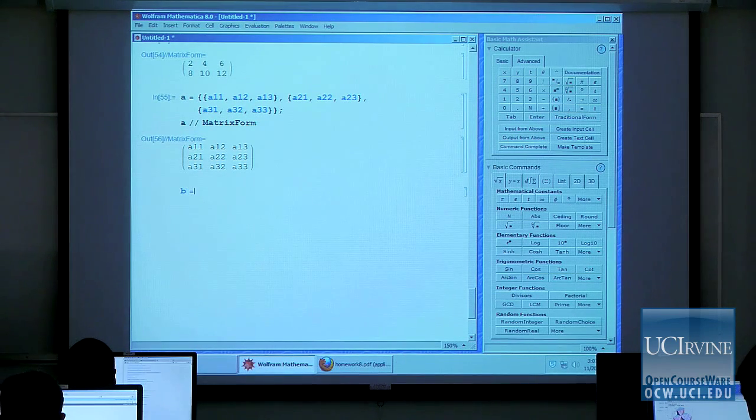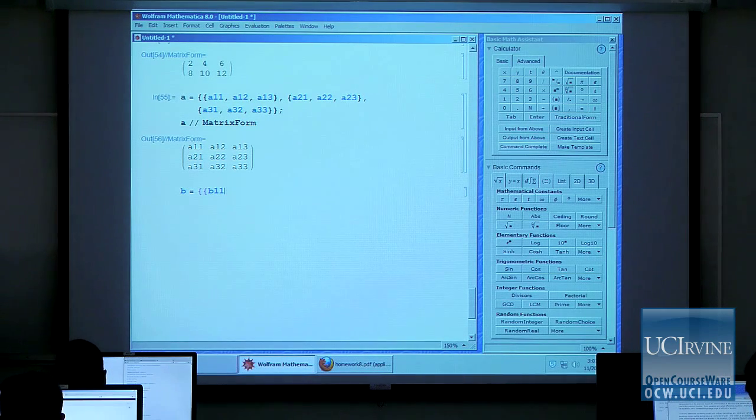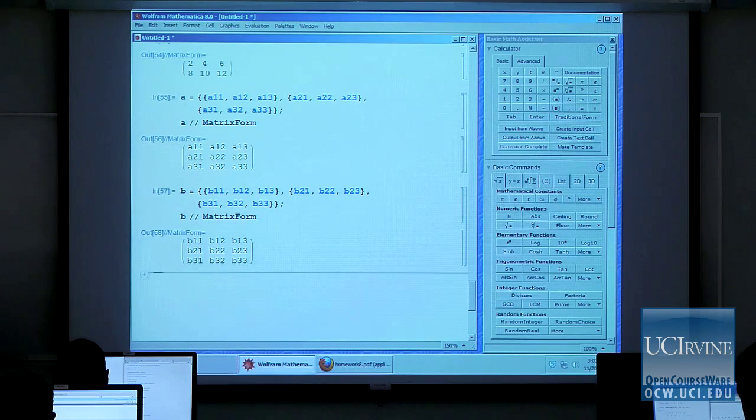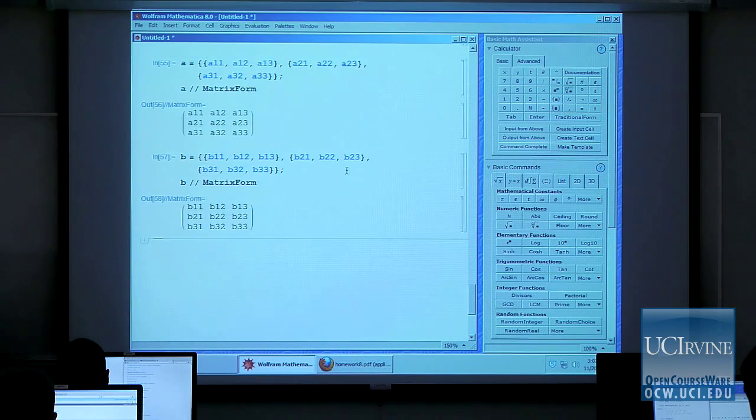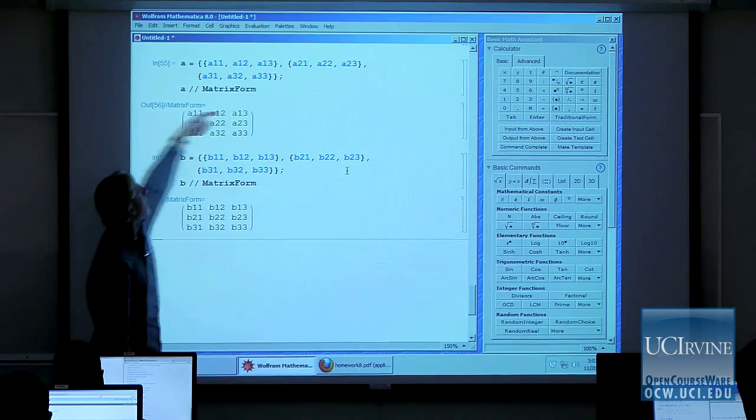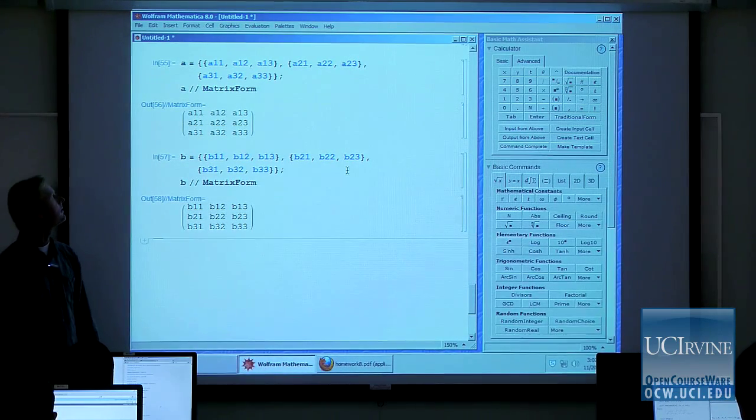B equals. So this will be B11, B12, B13, and then B21, B22, and B23, and B31, B32, and B33. And we can look at that in matrix form. Now I have two matrices that have the same dimensions: 3 rows, 3 columns. These are what we call 3 by 3 matrices.